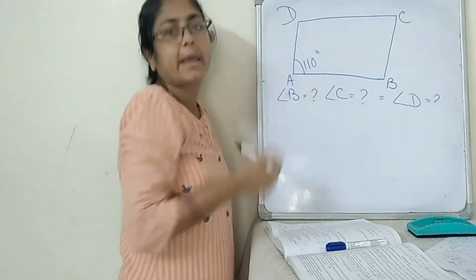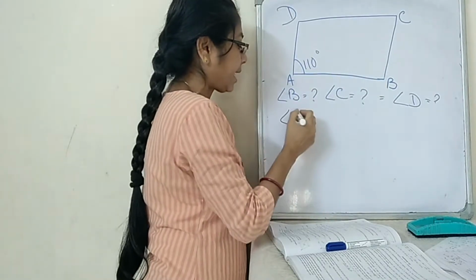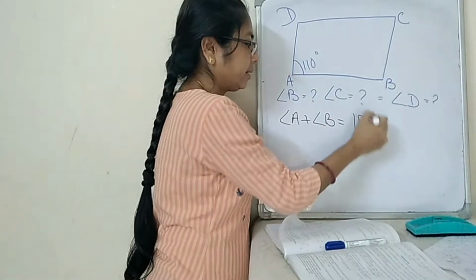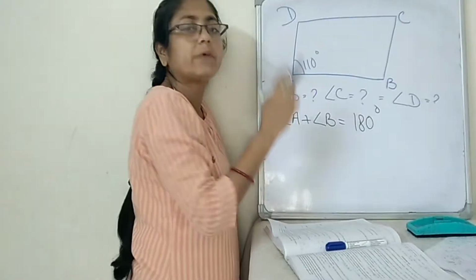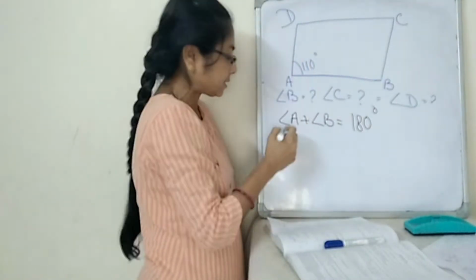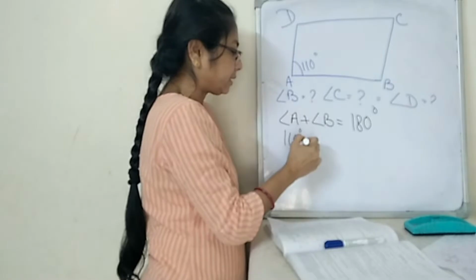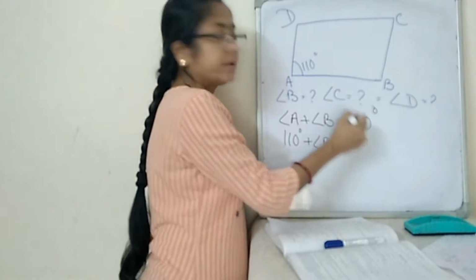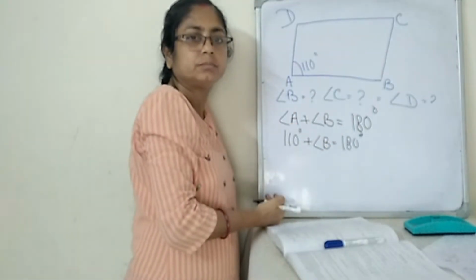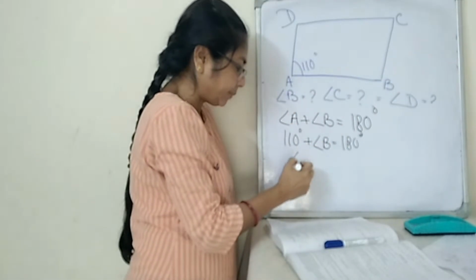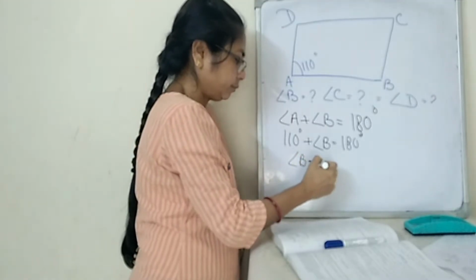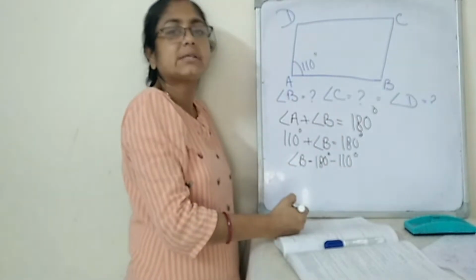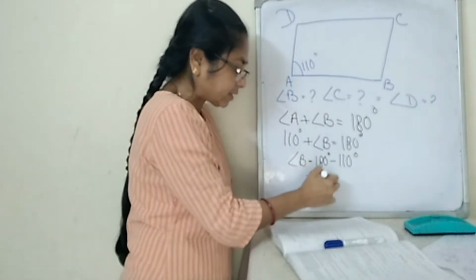Angle A and angle B are adjacent angles. Angle A plus angle B equal to 180 degrees. Okay? You know the value of angle A. What is this? It is 110 degrees. You write 110 degrees plus angle B is equal to 180 degrees. Now you just shift the values the normal way. So you write angle B is equal to 180 degrees minus 110 degrees. What is this? It is 70 degrees.